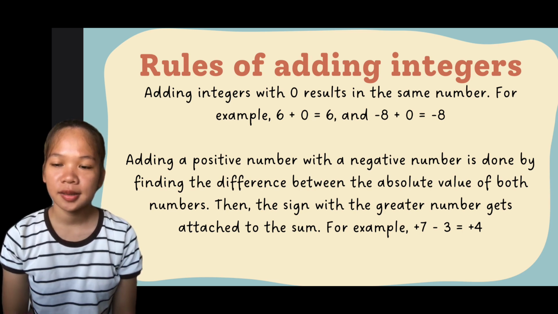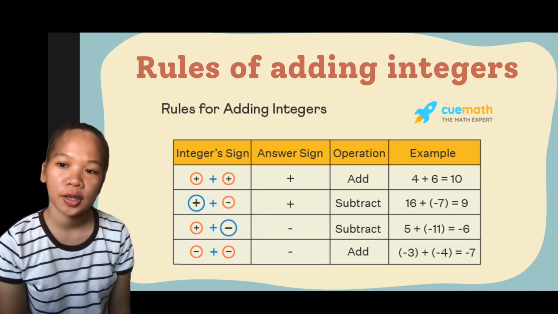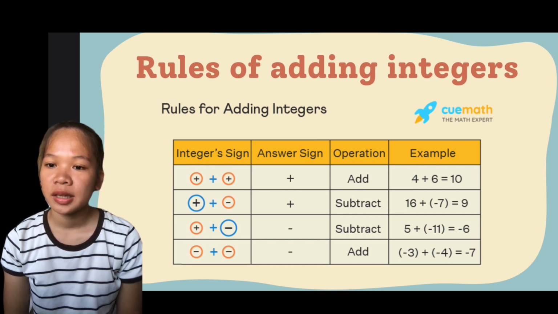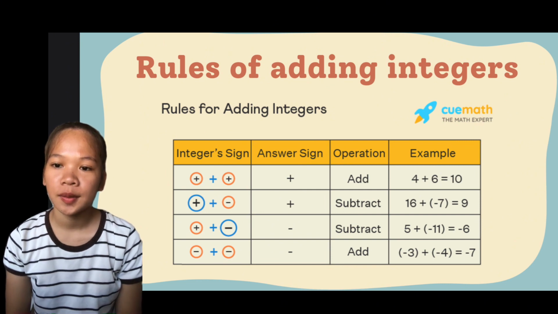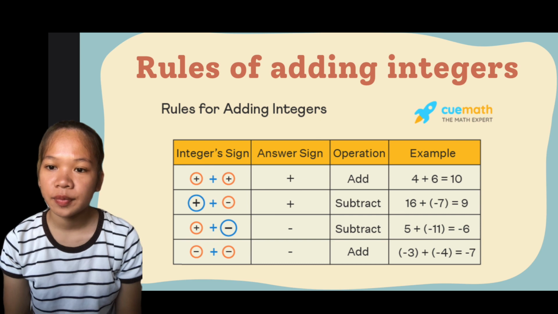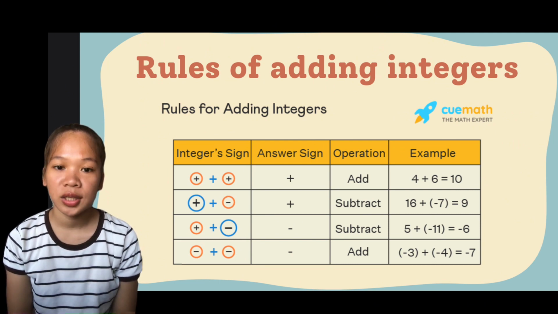And now, meron akong ipapakita sa inyo, and okay, this is the table of adding integers. So, mas malinaw dito kasi naka-arrange talaga siya. So, meron tayong integer sign, answer sign, operation, and example. So, just look at the table. So, diba makikita nyo, kung pareha sila ng sign, just add, and then copy the sign. And, of course, kung magkaiba naman yung sign, you are going to subtract, and then susundin nyo yung sign ng pinakamalaking number.